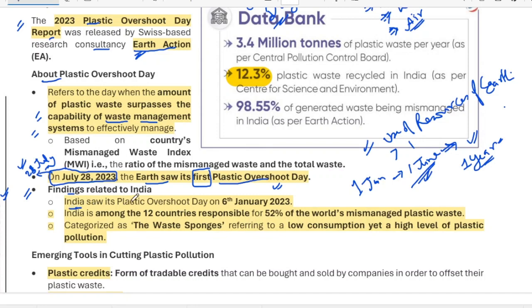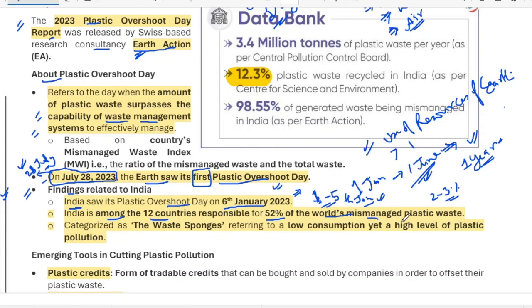With respect to India, India saw its overshoot day on 6th of January. With respect to the world, it is 28th July, but when we come to India, it is on 6th January. What does this mean? That only up to 5th January we are able to manage our plastic. Otherwise, the whole time we are unable to manage. So in terms of percentage, we are managing only 2 to 3% of the plastic that we produce.